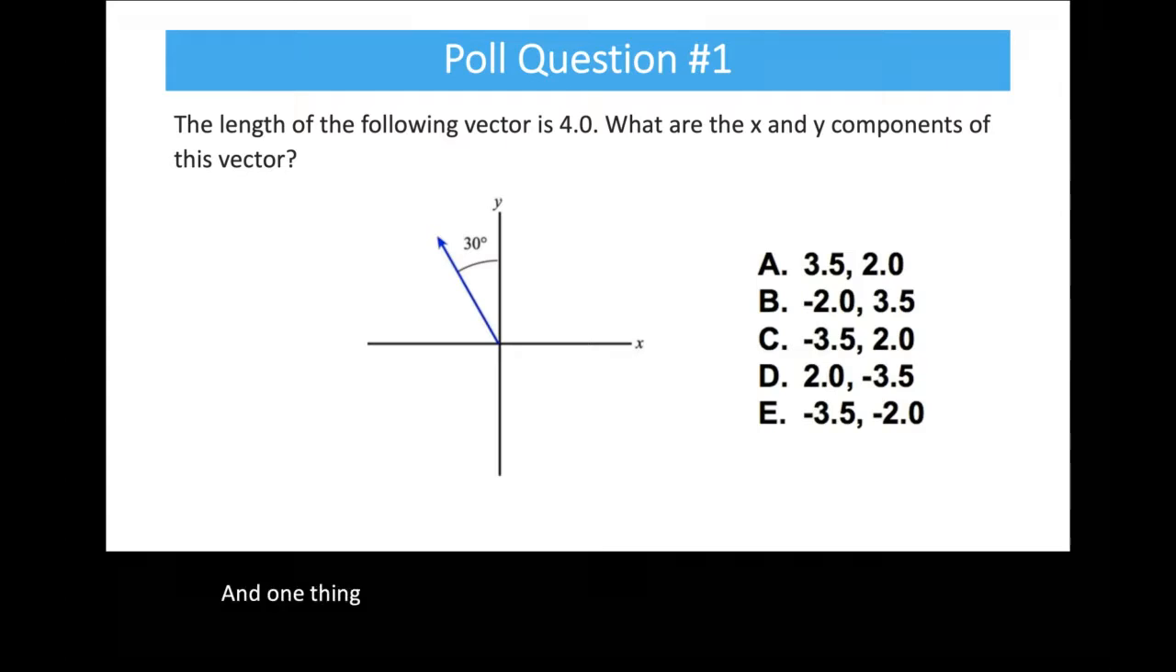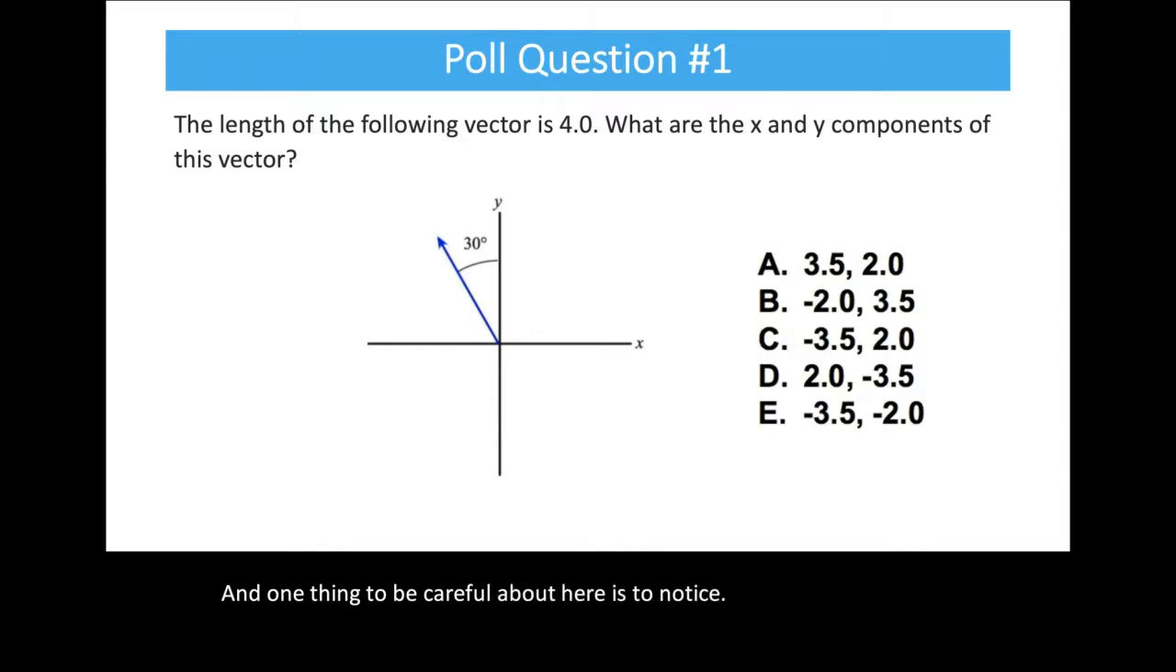The question is, if the length of the following vector is 4, what are the x and y components of this vector? And you've got your 5 choices now. Now, one thing to be careful about here is to notice that I gave you the angle not from the x-axis, but from the y-axis.